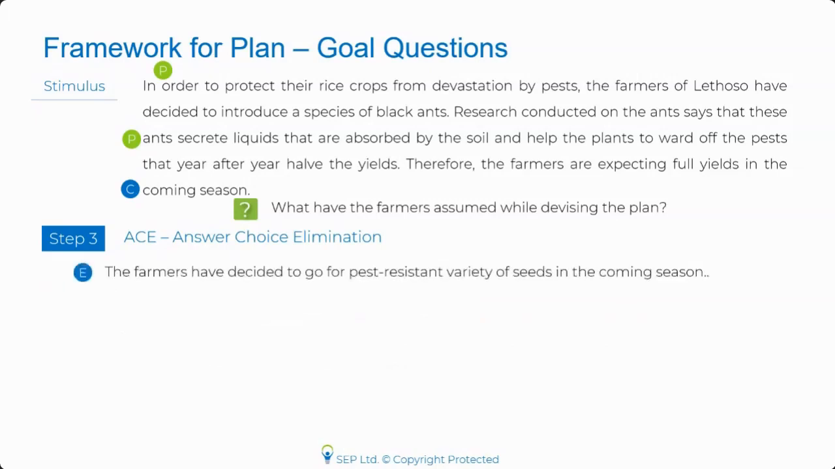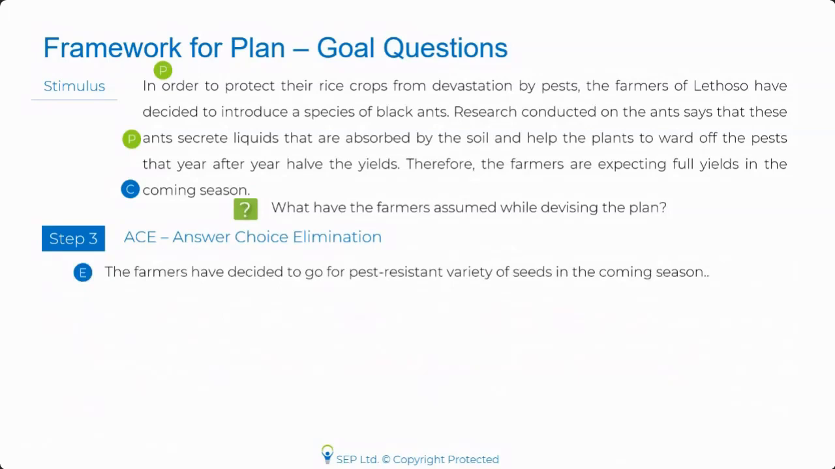The farmers have decided to go for pest resistant variety of seeds in the coming season. Okay. Now, does this have to be true for the conclusion to be true? The farmers are already introducing black ants to control the pests.